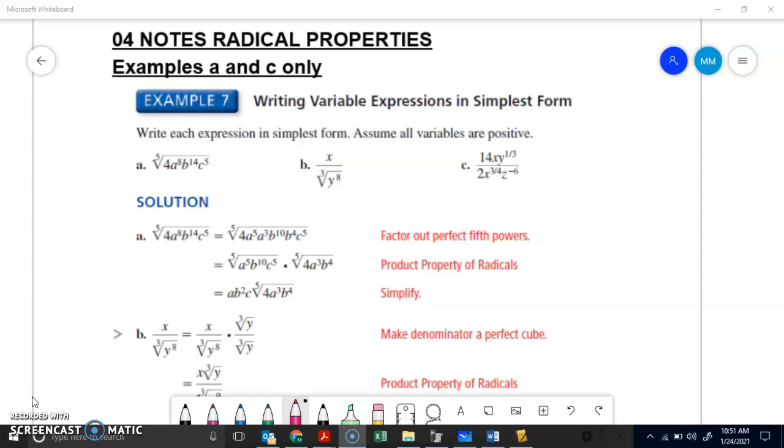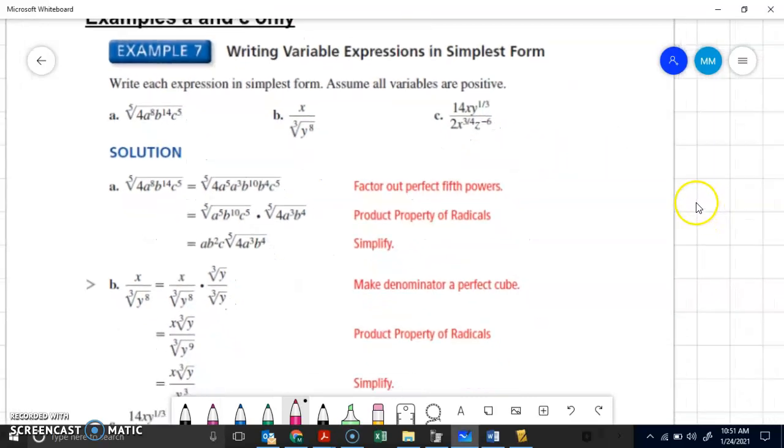We're going to be taking a look at more radical properties, and I actually decided to split this into two lessons. So we're not going to do B, we're just going to do A and C. And this has to do with breaking them down. We talked about this on Friday, how to break down roots. We did it with numbers, we're going to do it with variables here. And then we're going to do a little more with rational exponents as well.